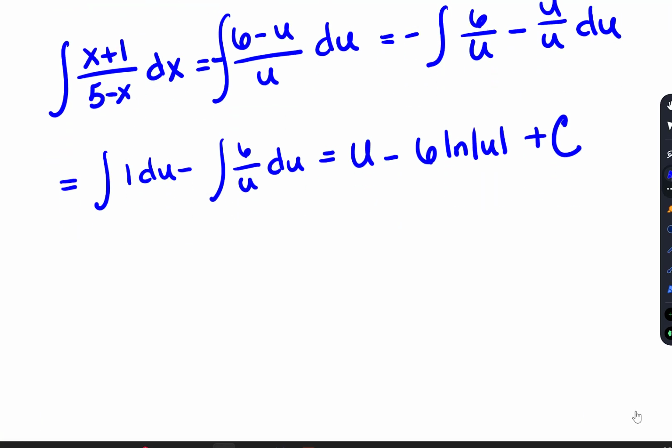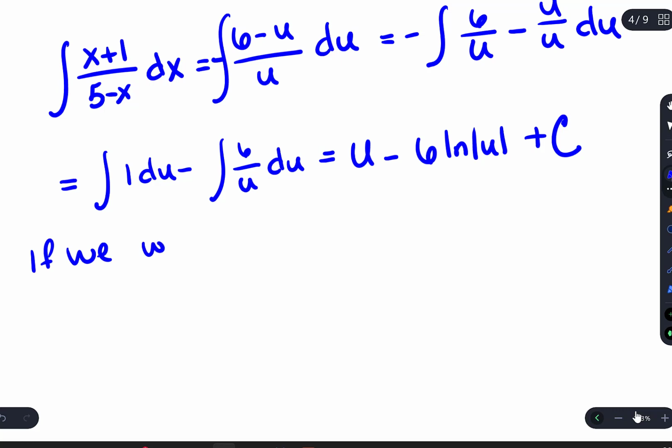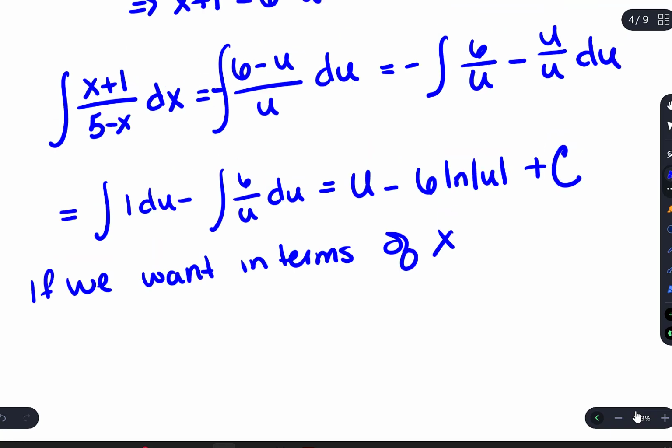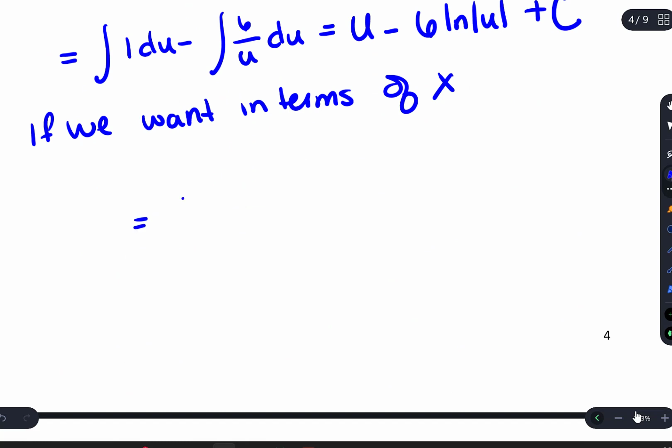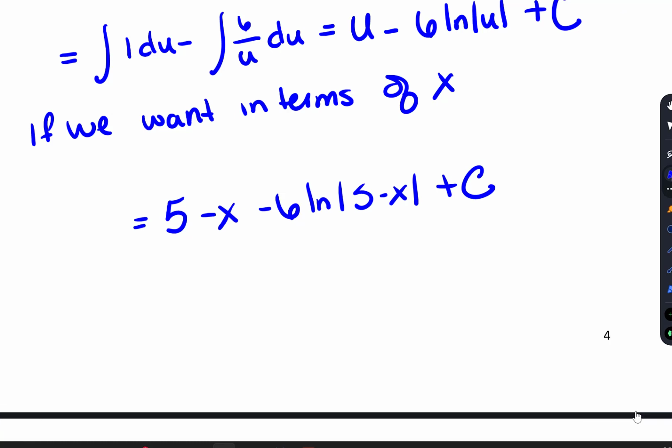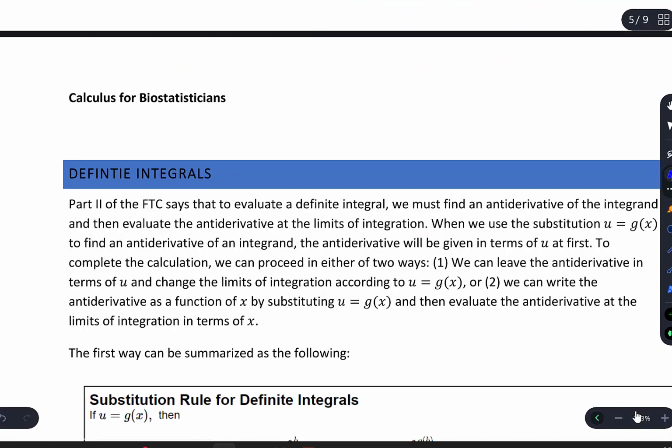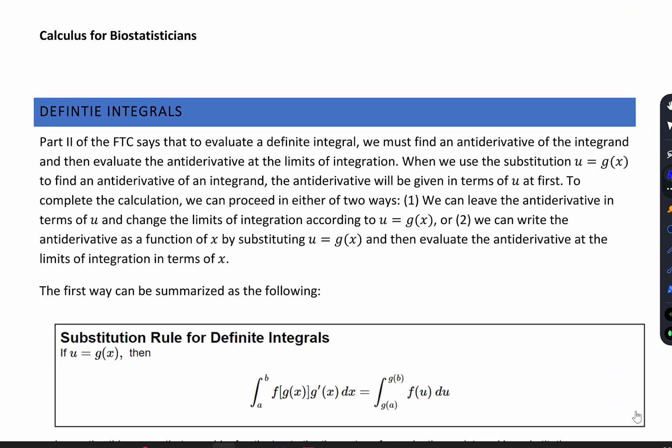Now if we want it in terms of x, we can make the substitution u is equal to 5 minus x. And so this becomes 5 minus x minus 6 times the natural log of the absolute value of 5 minus x plus c. And again, when you first start working with these, it may take some trial and error to identify what the inner function should be.